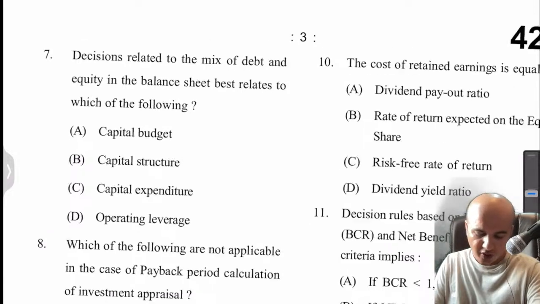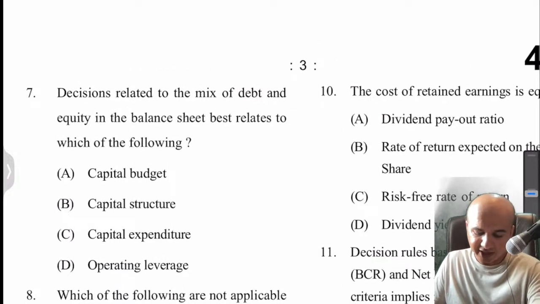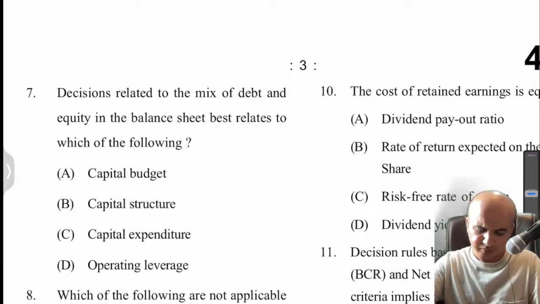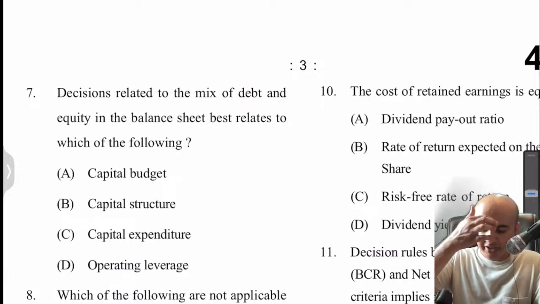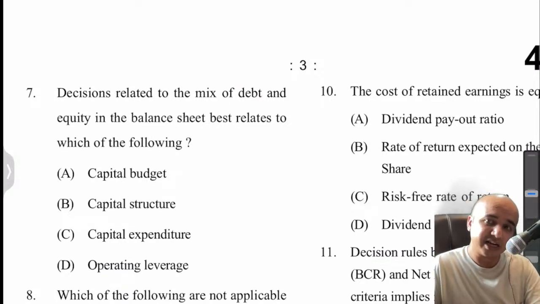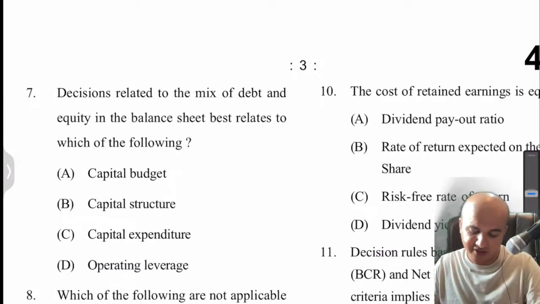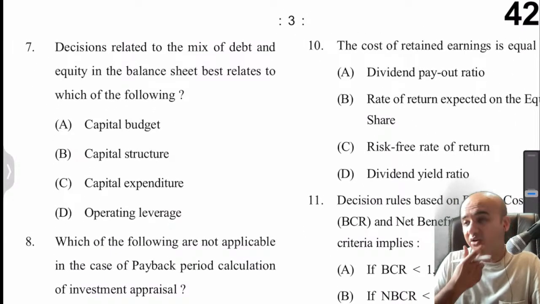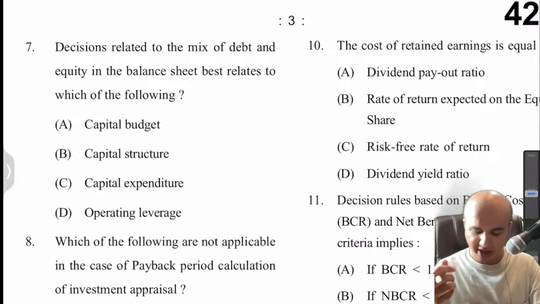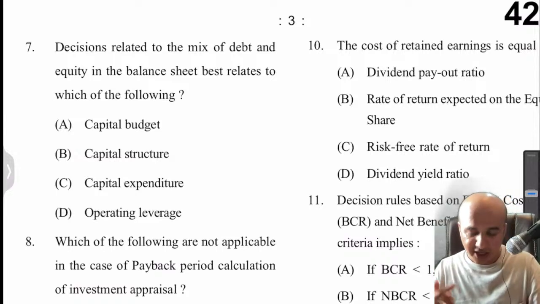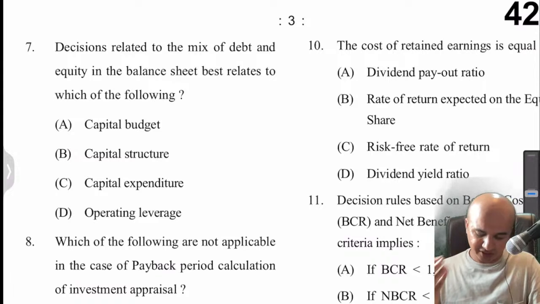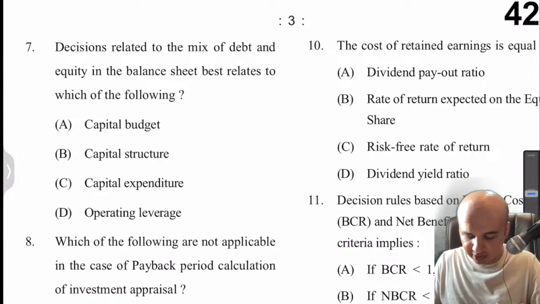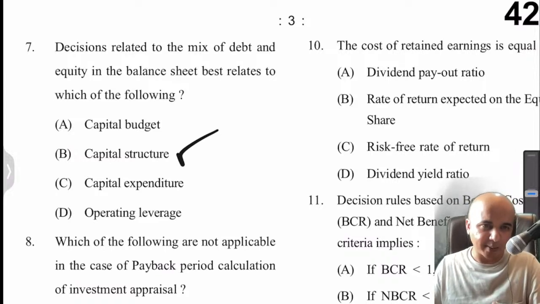What else? Okay, theory question. Decisions related to the mix of debt and equity in the balance sheet best relates to which of the following? Okay, this is actually easy. Decisions related to the mix of debt and equity. So if it is about debt and equity, it relates to which one? Capital budgeting, capital structure, capital expenditure, or operating leverage. Definitely not option C and D. And option A is also ruled out because it's not just about capital budget. It is option B, which is capital structure.